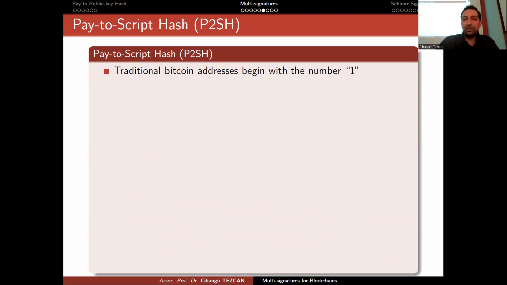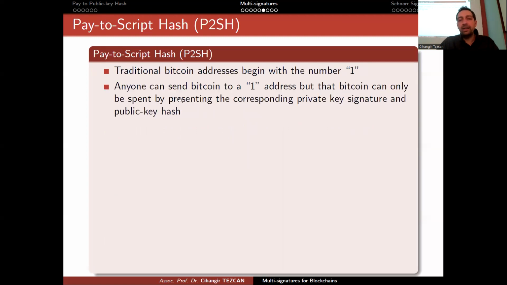So traditional Bitcoin addresses began with the number 1. This is what we have seen at the beginning. When we do the base 58 encoding, all of these traditional Bitcoin addresses started with 1. Anyone can send Bitcoin to a 1 address, but that coin can only be spent by presenting the corresponding private key signature and public key, right? So far, this is what we've discussed. So you have to provide your public key and your private key signature, and this way you can spend that money.